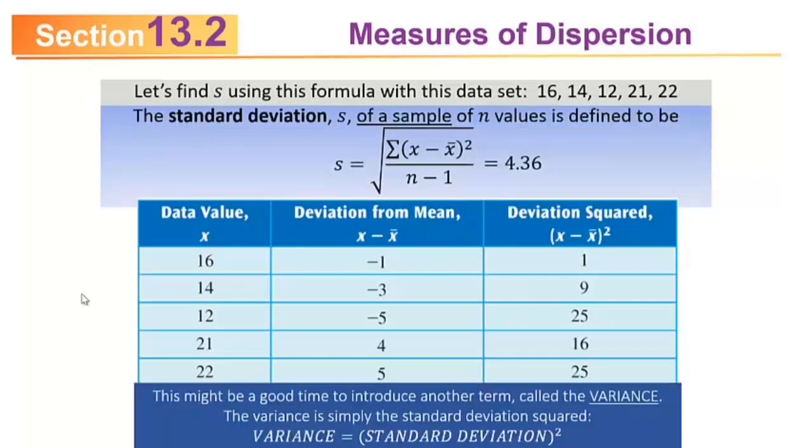Might be a good time to introduce another term called the variance, in this case the sample variance. The variance is simply the square of the standard deviation. So you still have to calculate the standard deviation and then you just square it. So in this case you get 4.36 squared. That will be the variance.